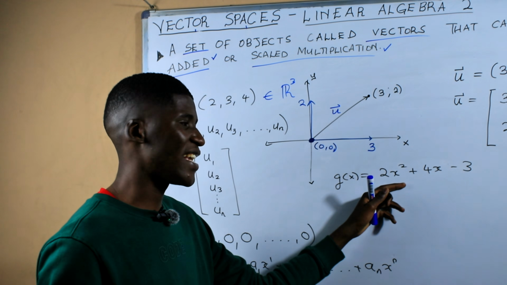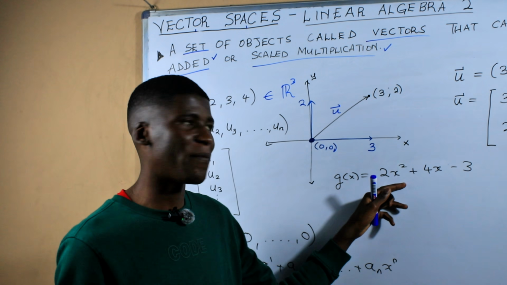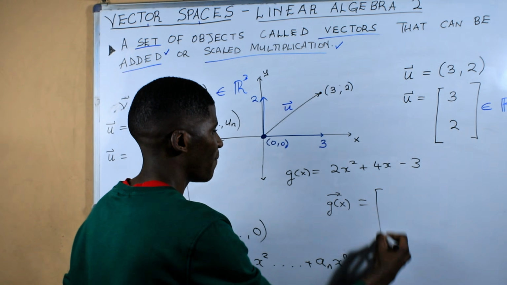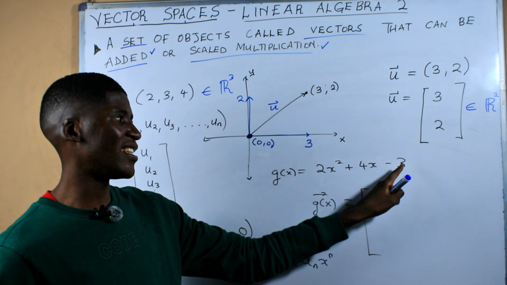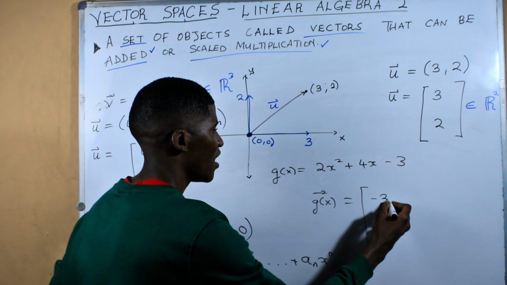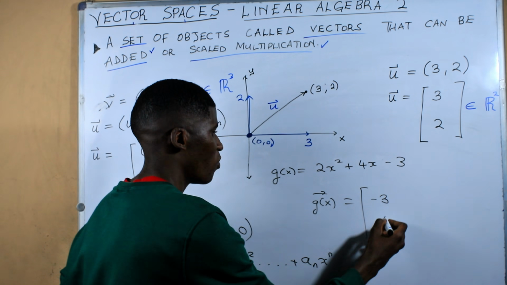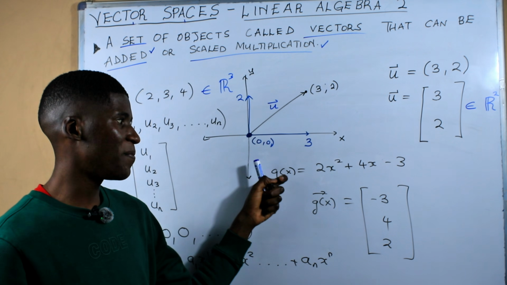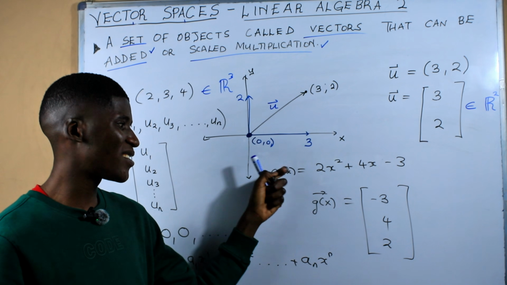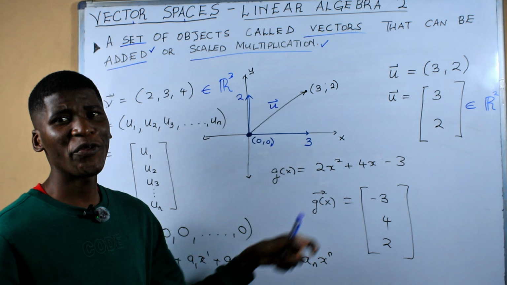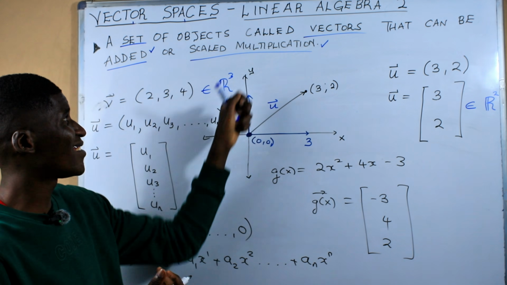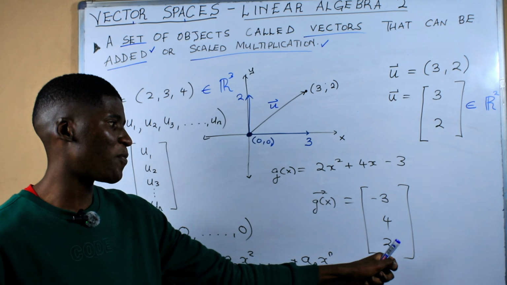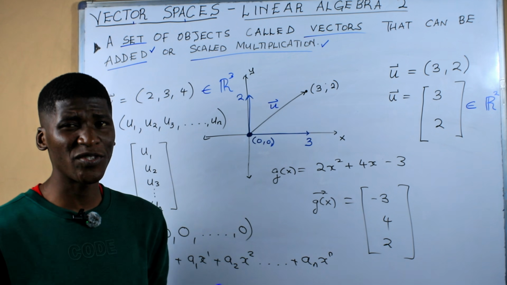So this polynomial here can be represented as a column vector. In other words, I can write g(x) as a vector, and in this vector, I simply mention that I've got a constant which is -3, and then the coefficient of x, which is 4, and the coefficient of x squared, which is 2. So a polynomial looks the same as this vector. When you perform operations on polynomials, such as scalar multiplication and addition, it is the same thing as performing those operations on such a vector. So a polynomial is also a vector.